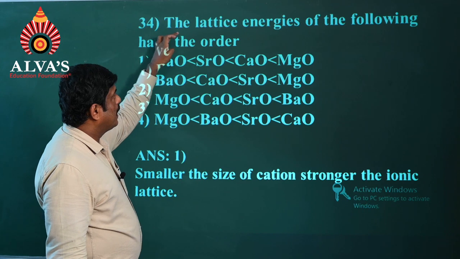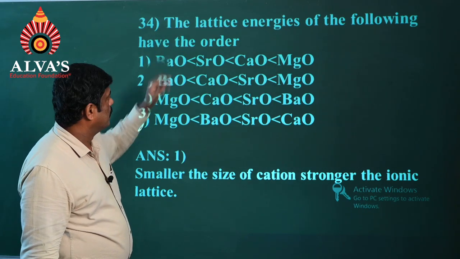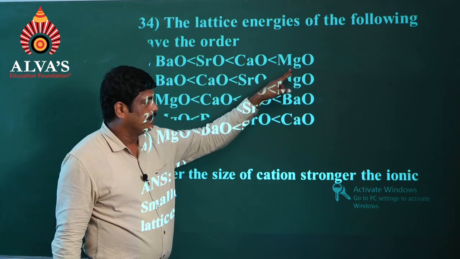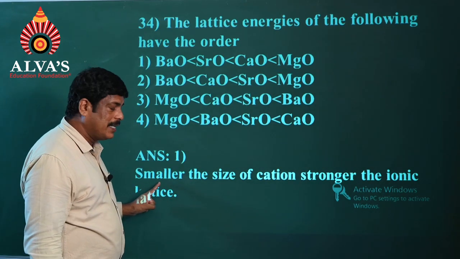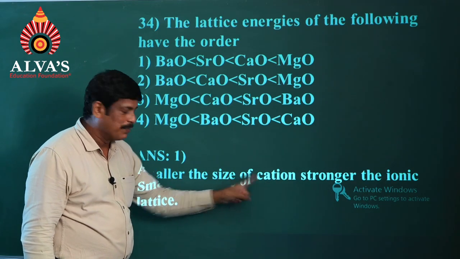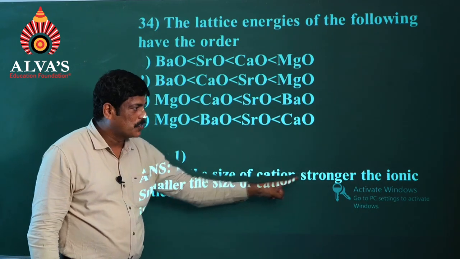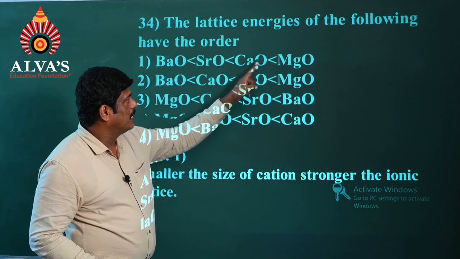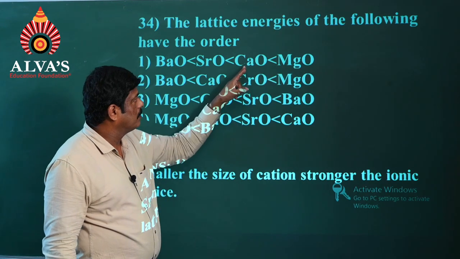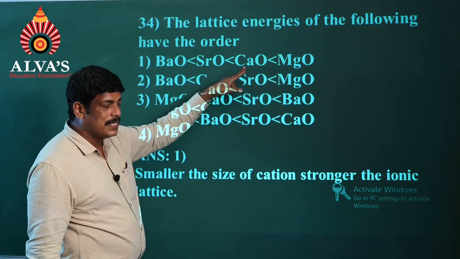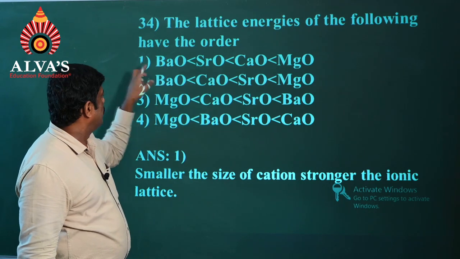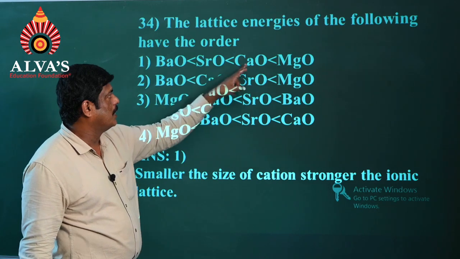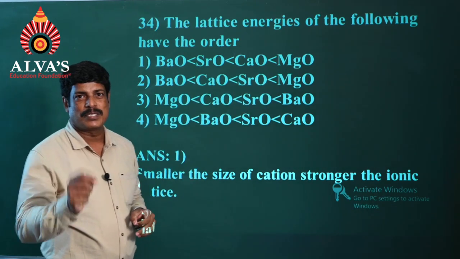Question number 34, the lattice energies of the following have the order. They have given Ba, Sr, Ca and Mg. We have to identify the lattice energy. Lattice energy depends on the size of the cation. Smaller the size of the cation, stronger the ionic lattice. Among Ba, Sr, Ca and Mg, the smallest is Mg, then Ca, then Sr, then Ba. Means the first option is correct. Lattice energy of BaO is lesser than SrO, than CaO, than MgO. Hence the first option is correct.